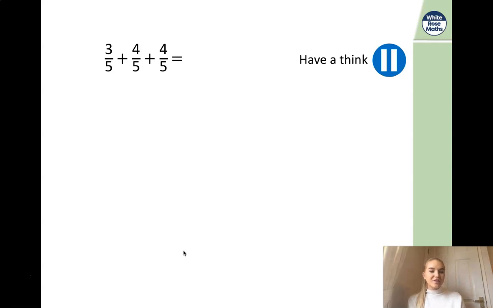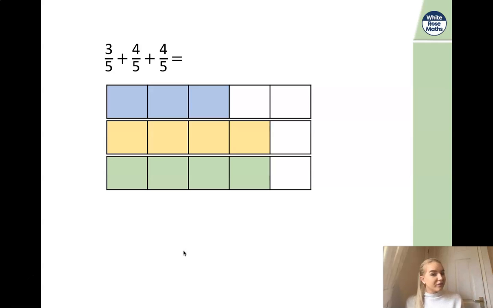Okay, can you have a go at this one on your own? So pause the video, have a go at using the bar model to work out this answer, remembering to convert it from an improper fraction to a mixed one. Pause the video and have a go. Okay, how did you get on? So we can see here that we've got 3/5, 4/5, and 4/5. We need to add them together. Now we know that 3 add 4 is 7, and 7 add 4 is 11.